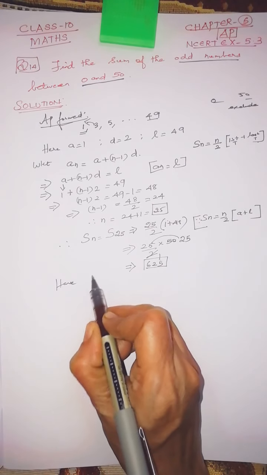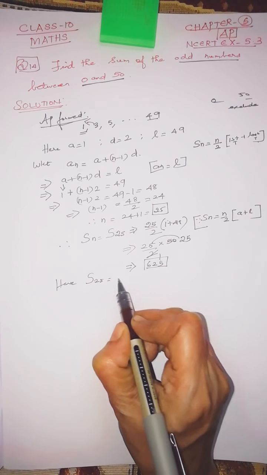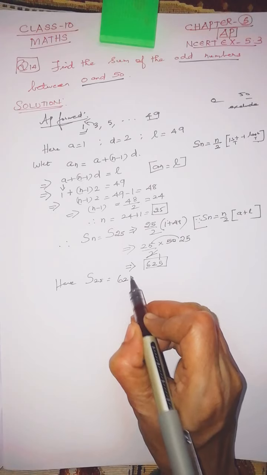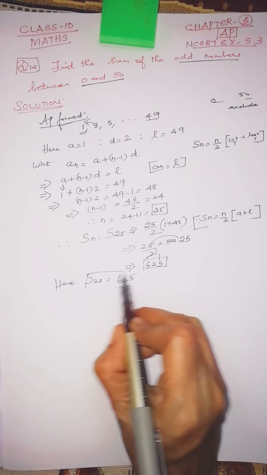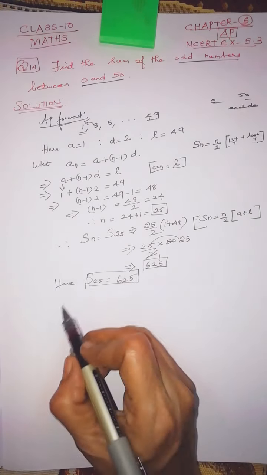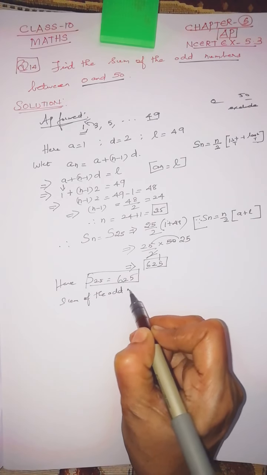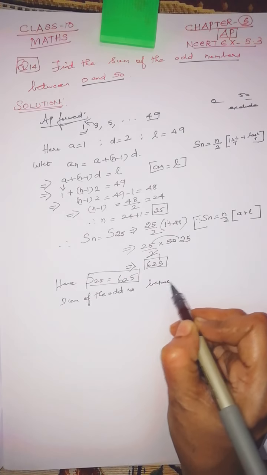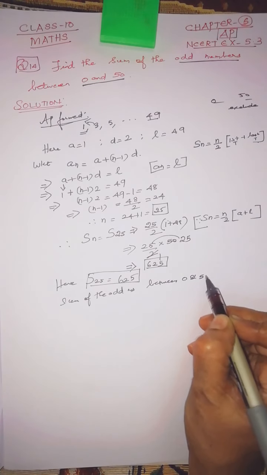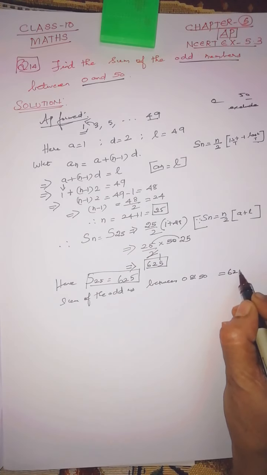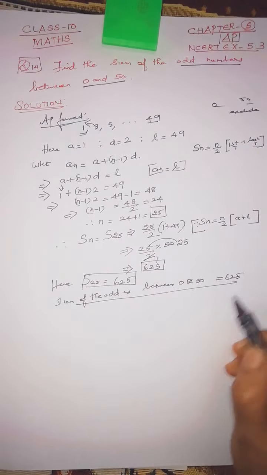Hence S25 equal to 625. So the sum of the odd numbers between 0 and 50 equal to 625. This is the required answer.